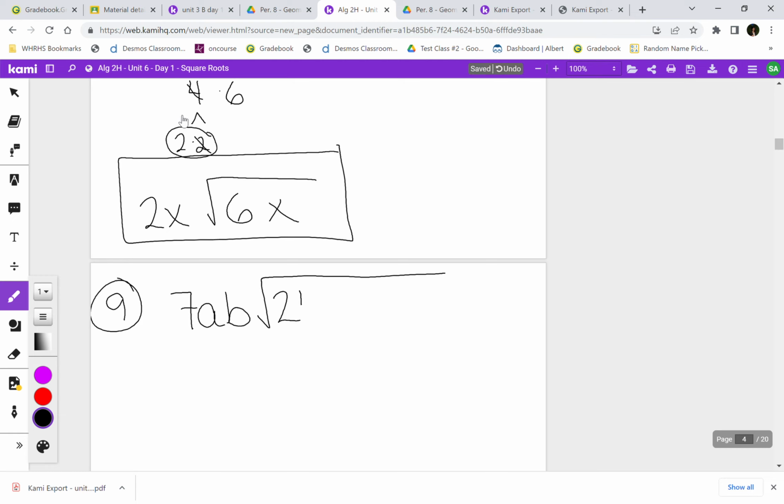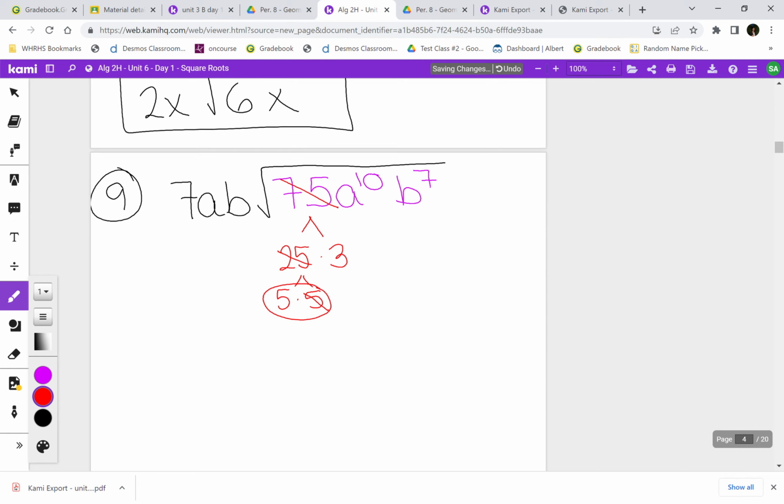Now let's make it different. Let's do root, I don't know, let's do 75 a to the 10th, b to the 7th. All right, what numbers are you thinking for 75? 25 and 3, you got it. And then isn't 25 5 and 5?